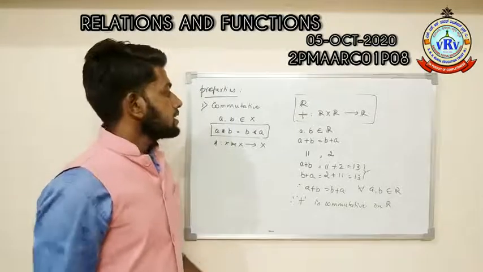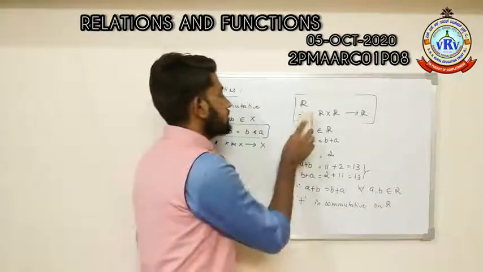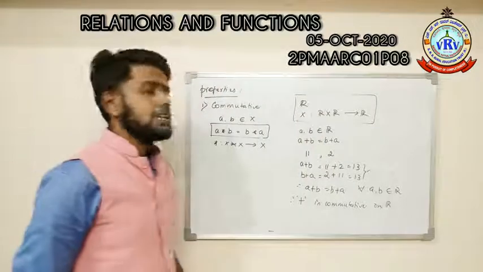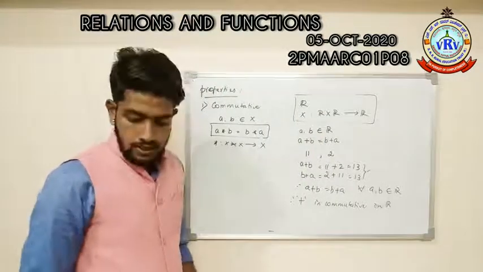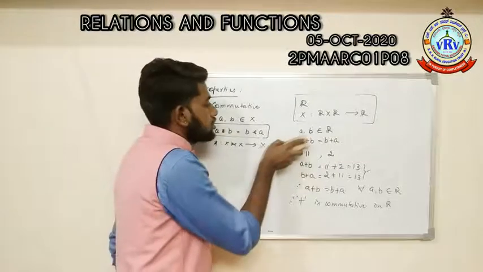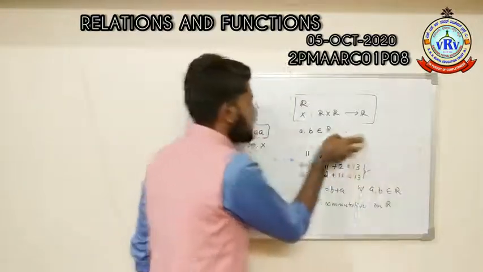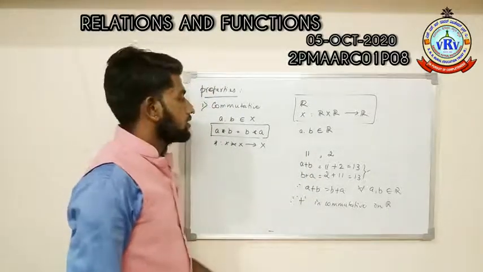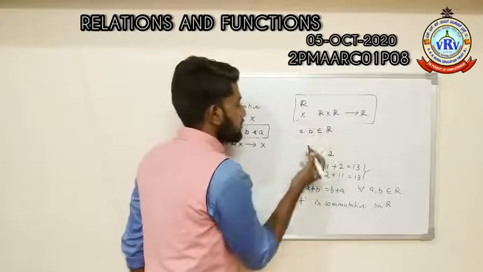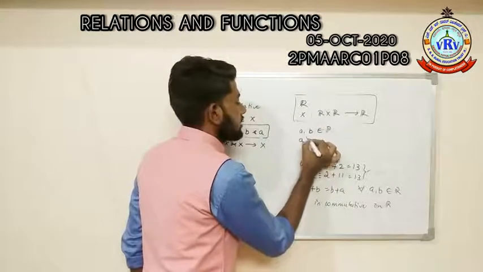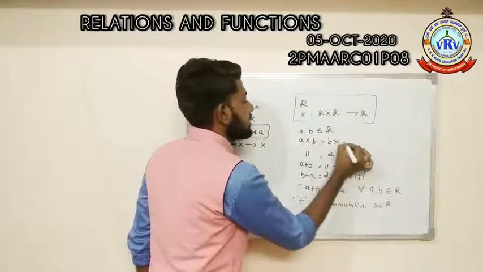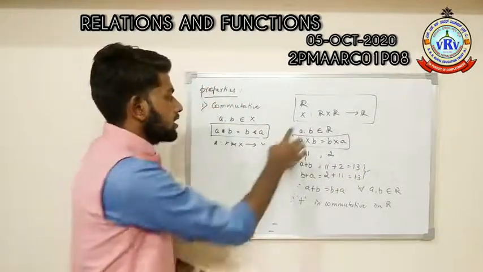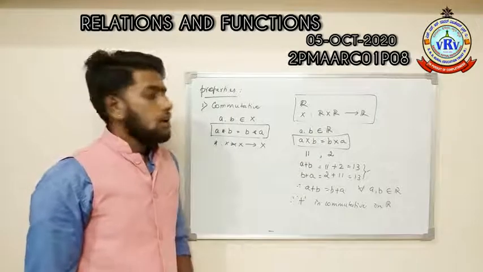Next, I can tell multiplication is also commutative under set R. Here I am considering the binary operation multiplication, so the condition will change. In the previous case, we considered the addition. Now for multiplication, the condition is like this: A into B is equal to B into A. If this condition is satisfied for all A, B belonging to R, then multiplication is commutative on R.